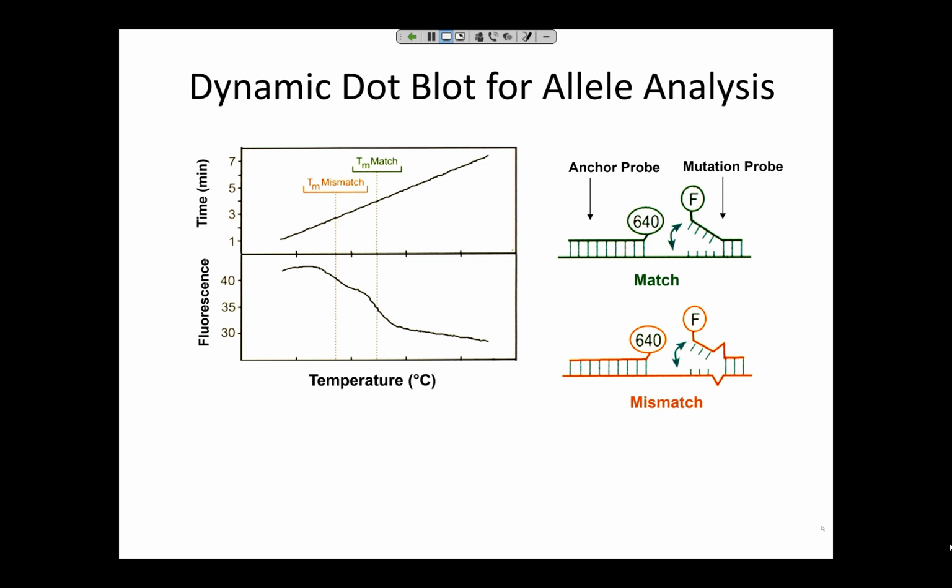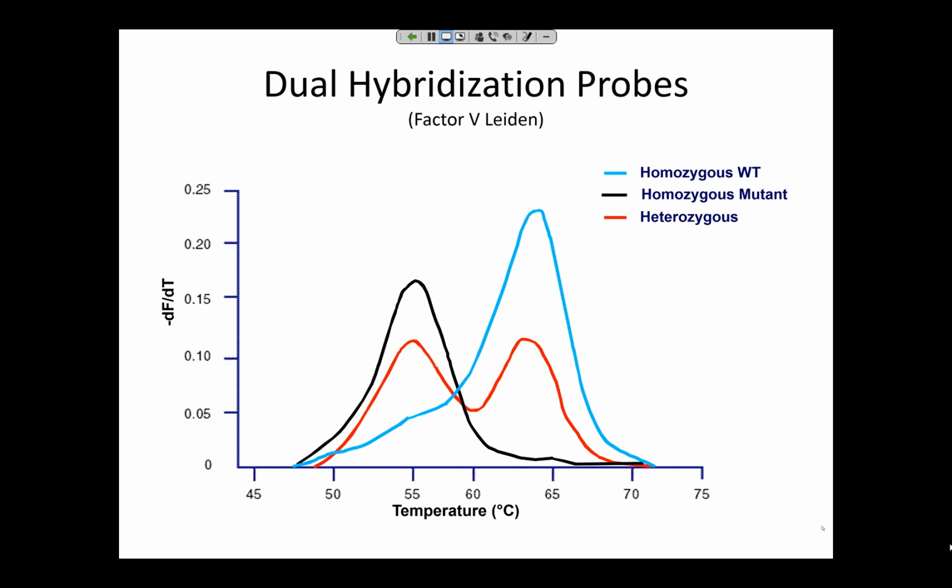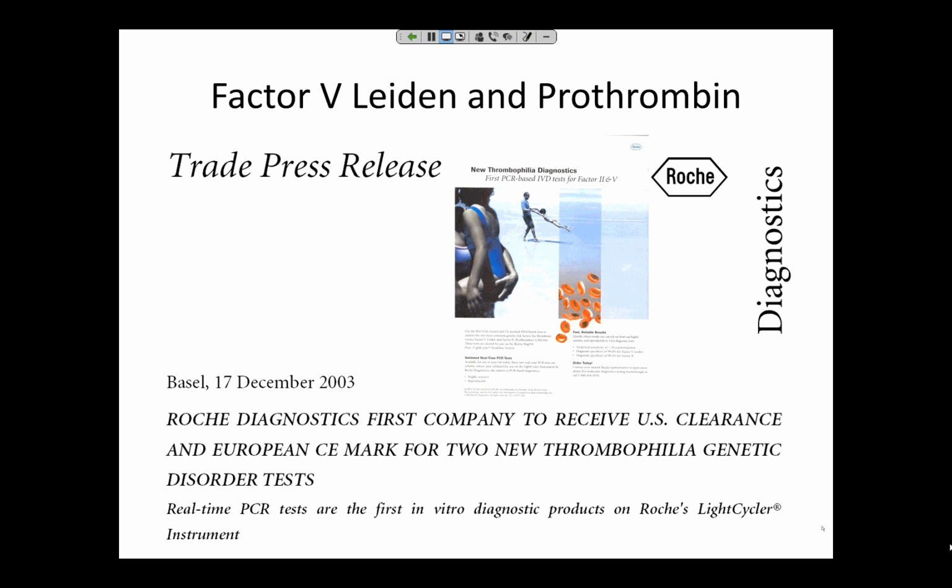And you can plot that either as fluorescence, or as we discussed before, as a derivative plot to see the melting peaks, identifying in this case the two heterozygous alleles of this particular variant. So dynamic dot plots for allele analysis. A very typical example, dual hybridization probes for factor V Leiden. The derivative plots, heterozygotes showing two peaks, the homozygotes, depending on what they are, showing the other two peaks in black and blue. This kind of testing was actually the first genetic tests that were approved by the FDA in the US. That was around 2003. And factor V Leiden and prothrombin were the first genetic tests to be FDA approved using these hybridization probes and melting analysis.